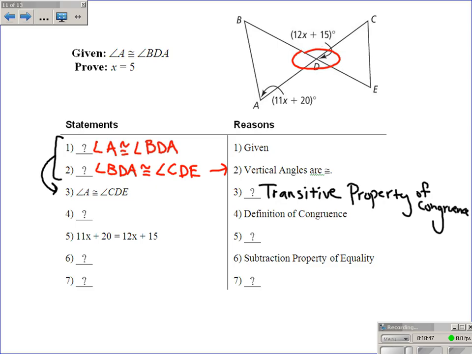Okay, the definition of congruence is what we're using, and the definition of congruence is that angles that are congruent have the same measure. So it'd be the measure of angle A is equal to the measure of angle CDE. Okay, so let's see here. The next step is, it looks like we're plugging in what angle A and what angle CDE are equal to. So we must be using the substitution property.